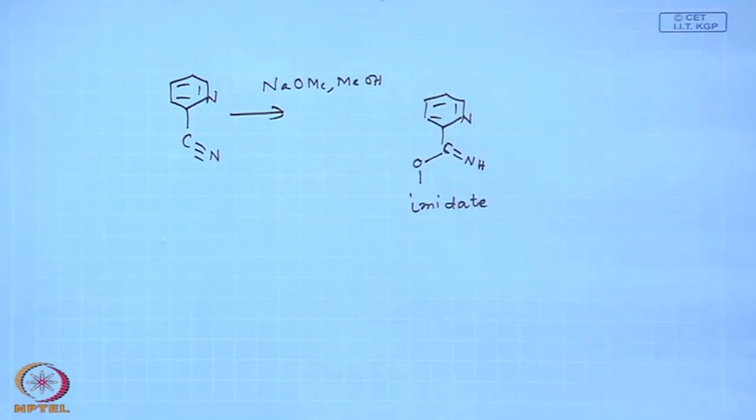You can just do it in the lab. Take an acetonitrile, add HCl, dry HCl though. If you just have wet HCl, you will get hydrolysis of cyanide to the corresponding carboxylic acid. Dry HCl and methanol, you get the imidate hydrochloride, the corresponding hydrochloride will be obtained. Okay.